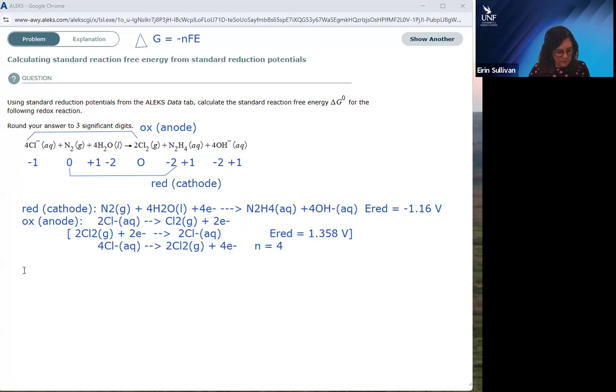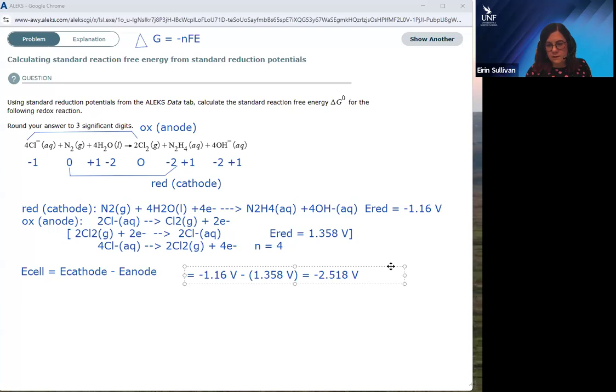Okay, so to calculate my cell potential, I'm going to do E for the cathode minus E for the anode. And these are the values you take straight from the data tab. This is why I have this one written over here for the standard reduction potential. So E for the cathode was minus 1.16 volts, and then minus 1.358 volts will give me my standard cell potential for this particular reaction of minus 2.518 volts. Okay, a little bit of a word to the wise.